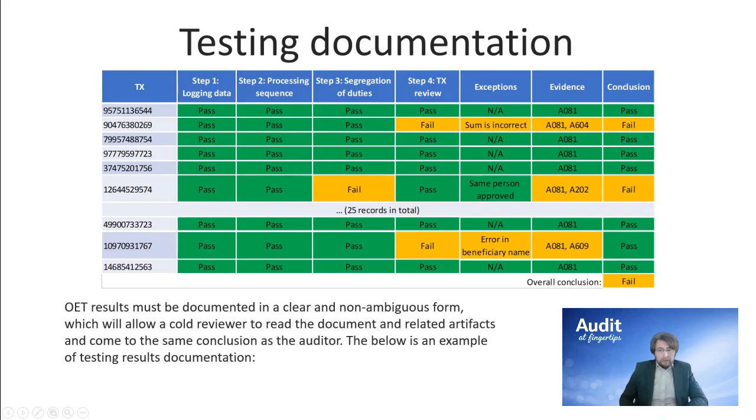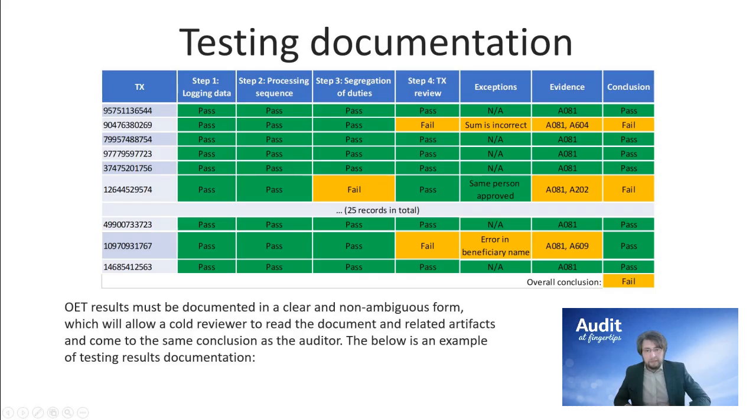Testing documentation is very important. The design part is also standardized, right? We have templates for design assessment, we have templates for operating effectiveness testing, but OET is more algorithmical, more systemic, and it has more data compared to the design effectiveness assessment. And it's very important to document it in a straightforward way, which can be easily understood.